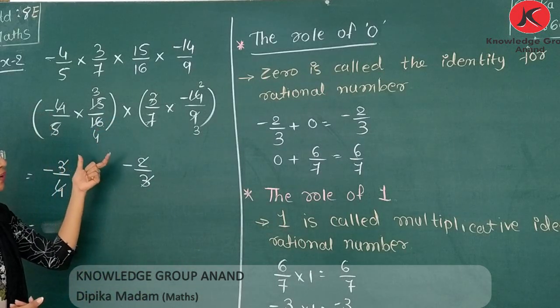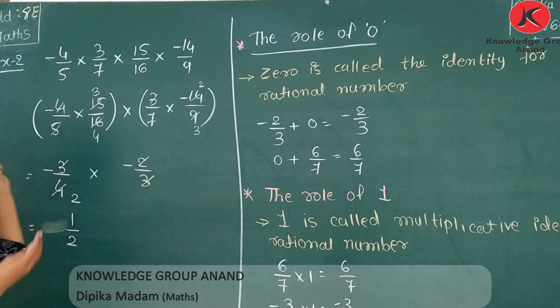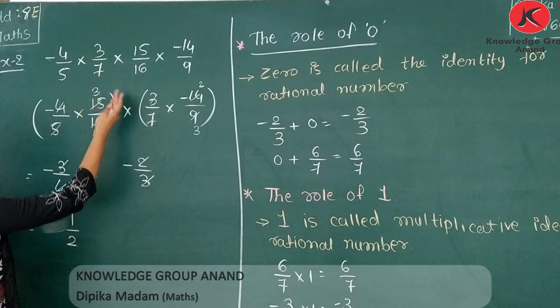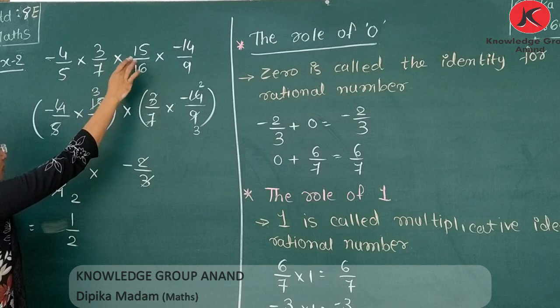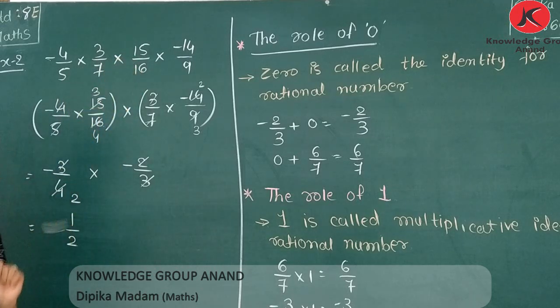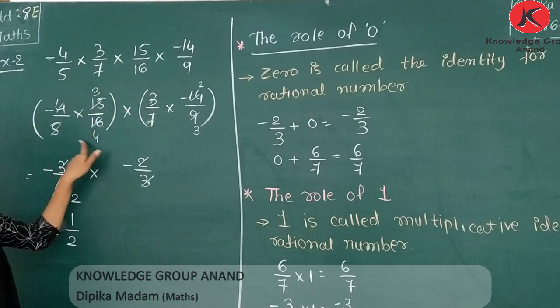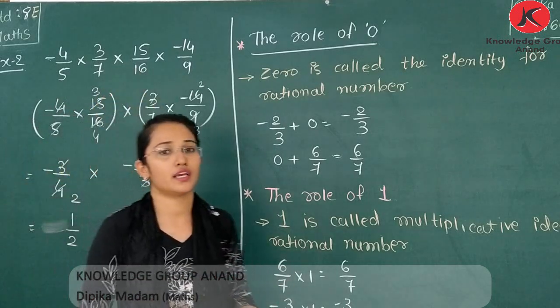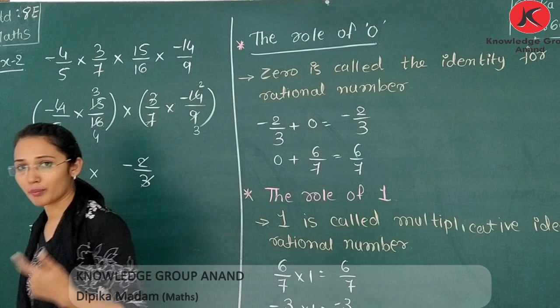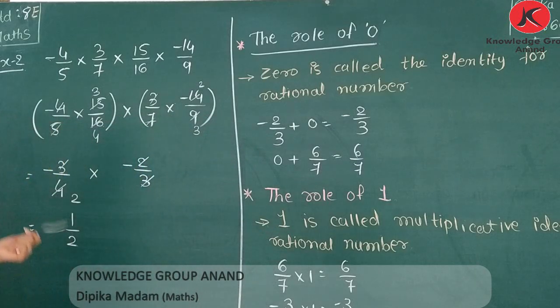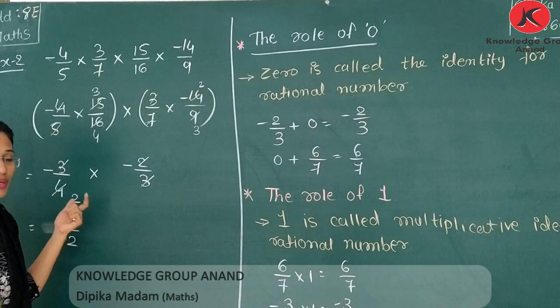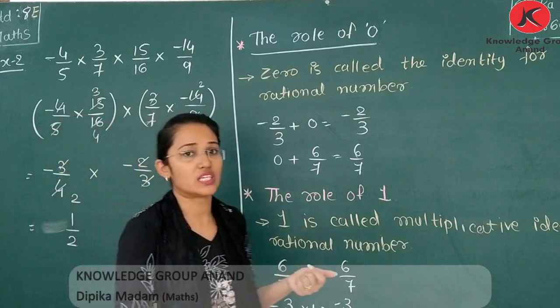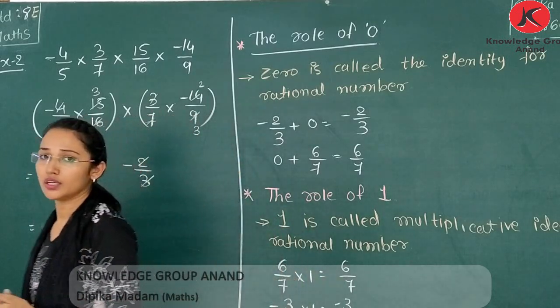If we apply the property of commutative or grouping, then we make a group of minus 4 by 5 and 15 by 16. It is not necessary that you make a group of only these two numbers. It is not necessary that if I have grouped the first and second, you also have to group the same. You can select any two rational numbers. Whichever grouping you feel will make the answer easy, you can do it.